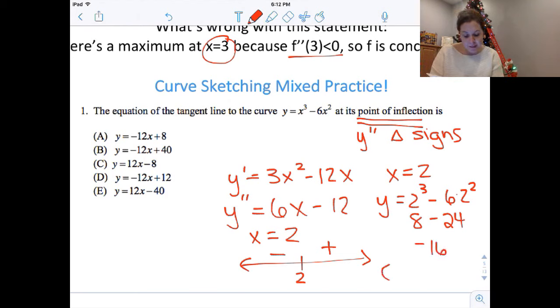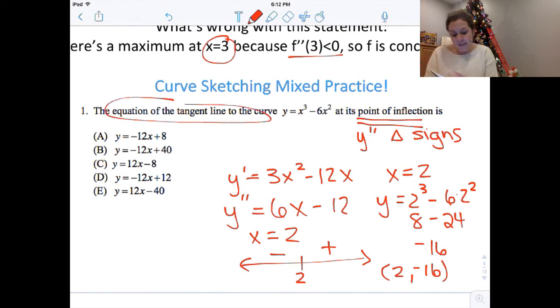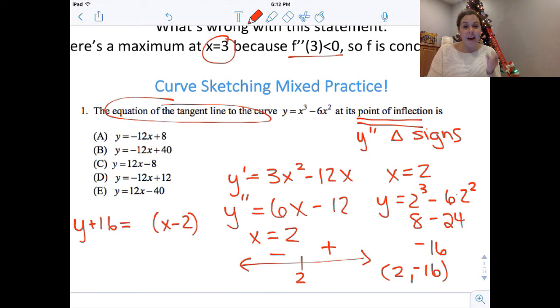Now it says find the equation of the tangent line to the curve. So I know that I'm going to be doing y plus 16 equals something times x minus 2, but let's think about that slope, right? Slope of the tangent line is the value of the derivative of your function at that point. So we're going to look at y prime at that point and see what we get.